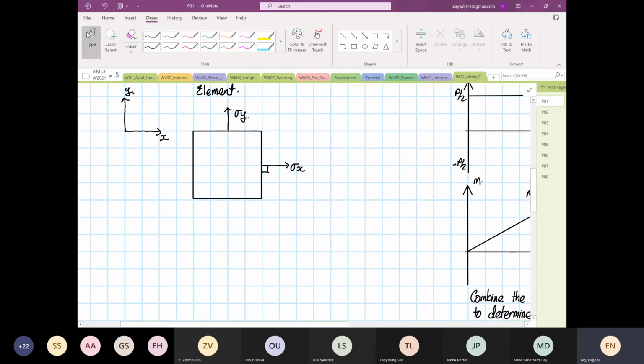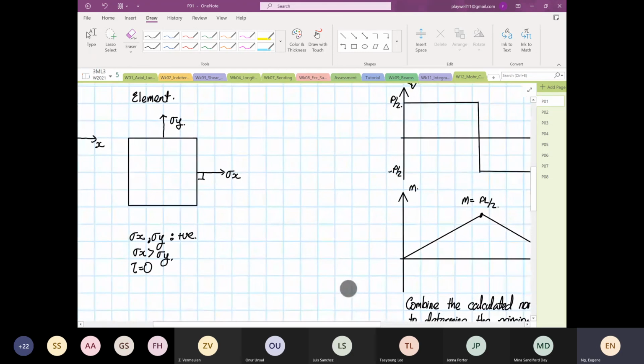I'm going to put a scenario now where stress X and stress Y are both positive. I'm not going to do any shear stress first. Let's introduce normal stress first, and our shear stress is equal to 0. Sorry, I should write this down: stress X is greater than stress Y. Now we are going to construct Mohr circle.